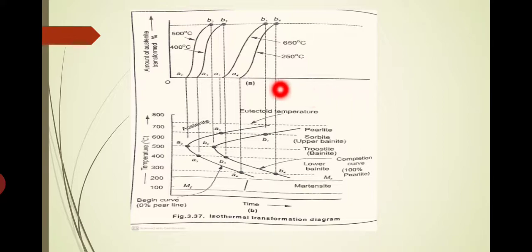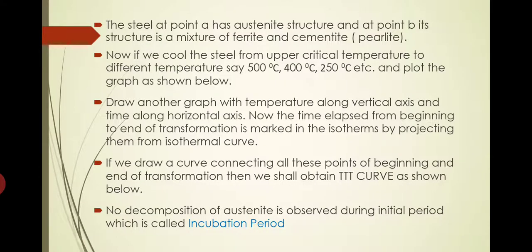This upper curve is for 500 degrees Celsius. This S curve stands for the 500 degrees Celsius transformation. A is the starting point for that particular transformation process at 500 degrees Celsius, and B is the finishing point. Similarly, here you can see for 400 degrees Celsius this is the curve, for 650 degrees Celsius this was the curve obtained, and for 250 this was the curve obtained. All these curves we can plot in a particular diagram, and that diagram is known as the isothermal curve.